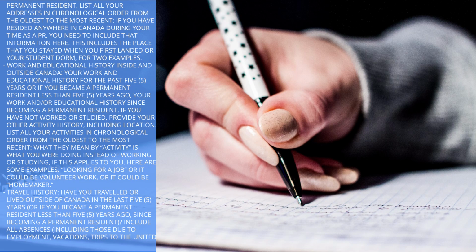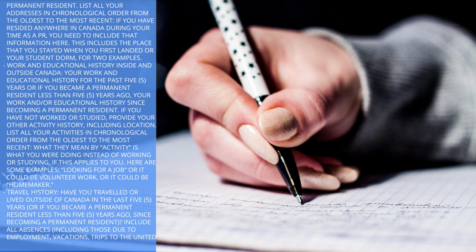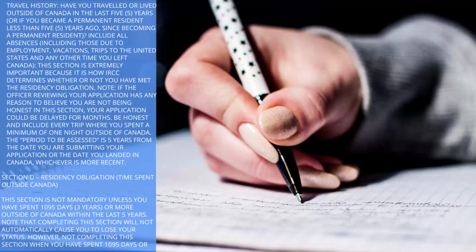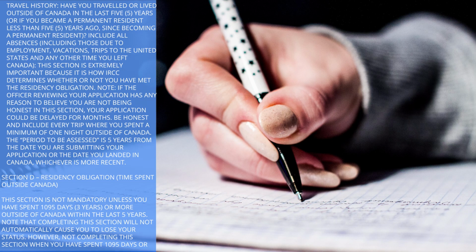3. Travel history. Have you ever travelled or lived outside of Canada in the last 5 years? Or if you became a permanent resident less than 5 years ago, since becoming a permanent resident. Include all absences, including those due to employment, vacations, trips to the United States, and any other time you left Canada. This section is extremely important because it's how IRCC determines whether or not you've met the residency obligation.